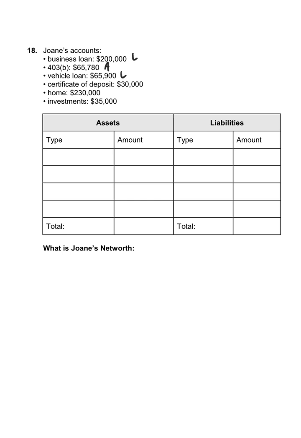Vehicle loan is a liability. Certificate of deposit is good. Your home is good, and your investments are good. So I have 2 liabilities and 4 assets. So I'm going to go ahead and separate these out. I'm going to abbreviate business loan to BL, and I have $200,000 here. I'm going to add in the other one, which is the vehicle loan, which is $65,900.